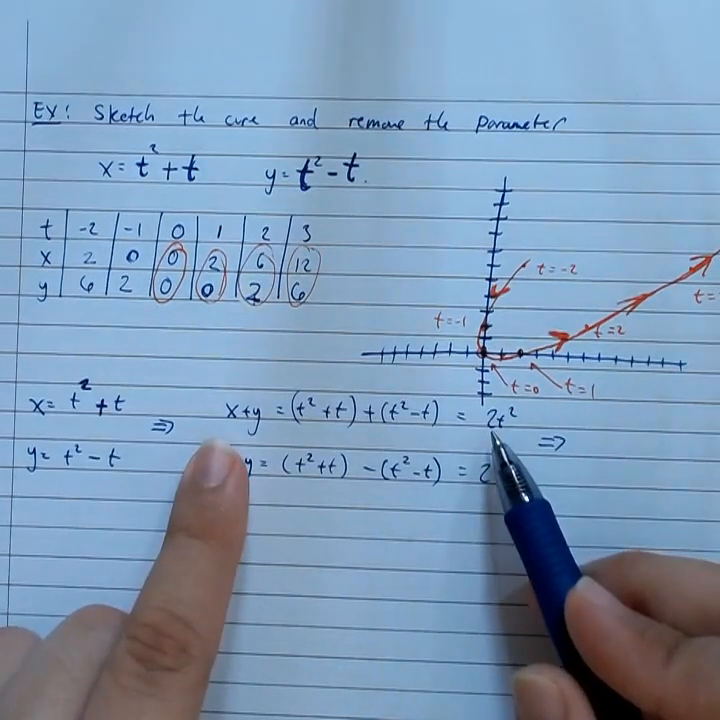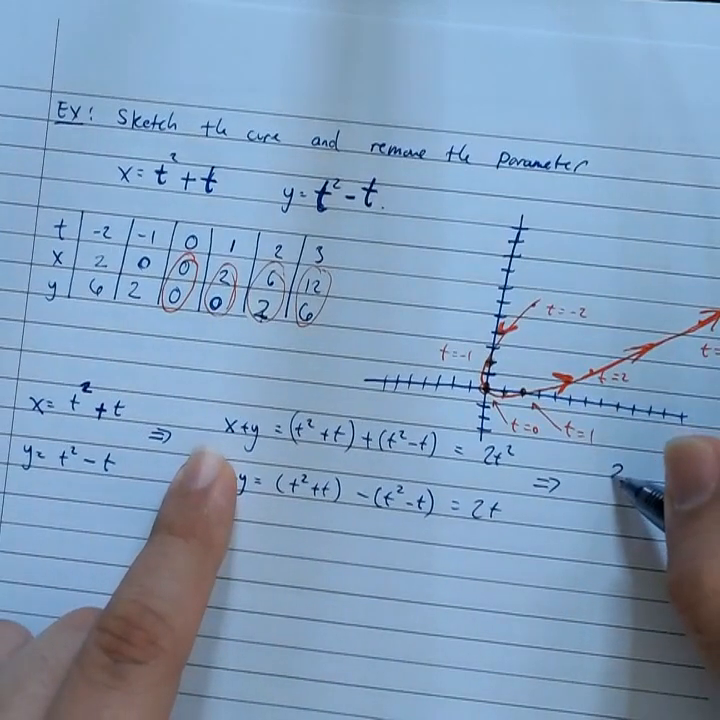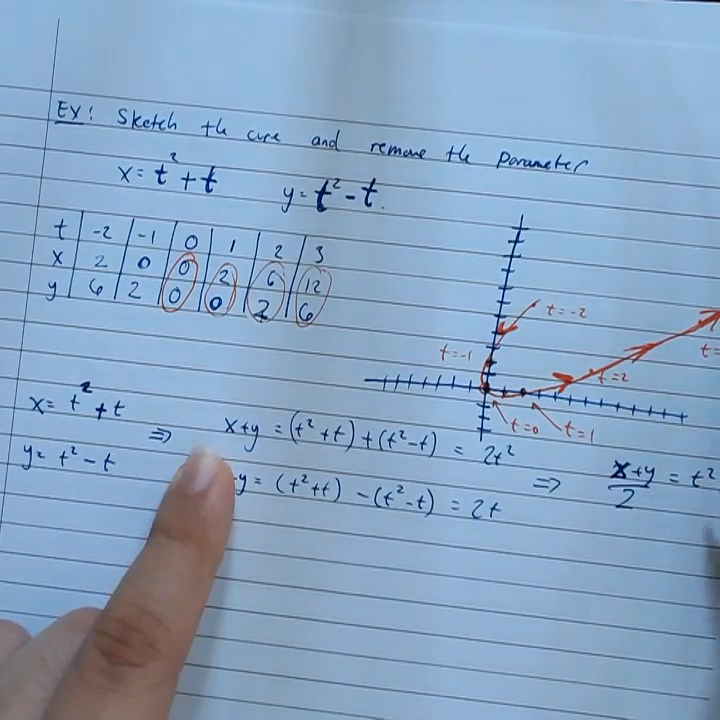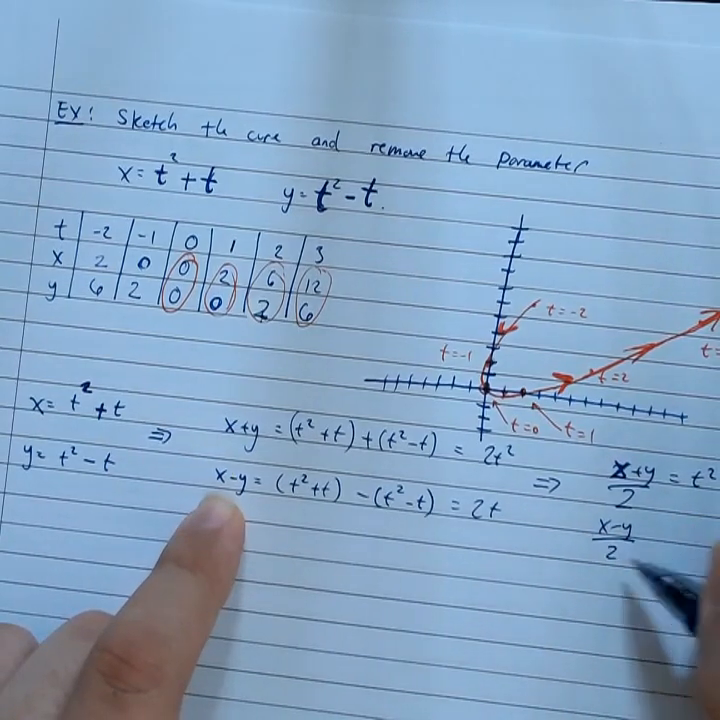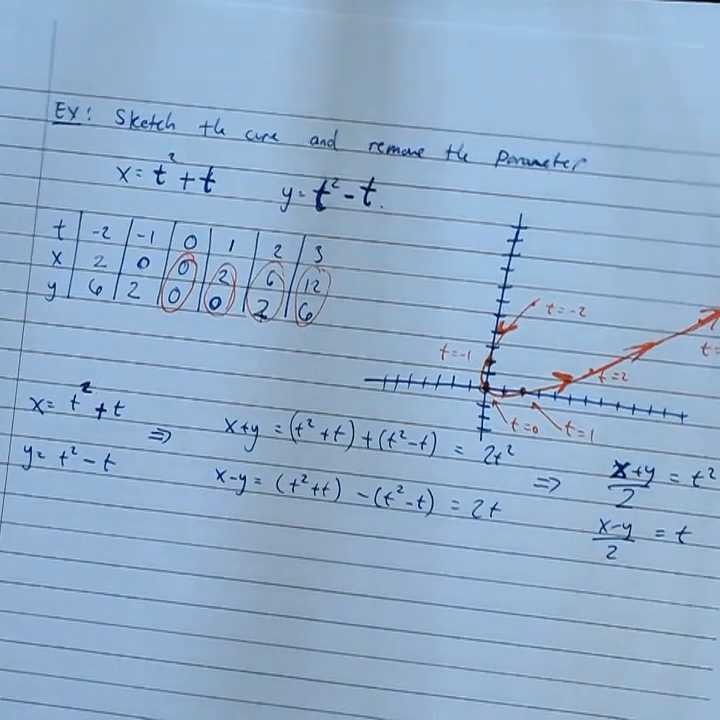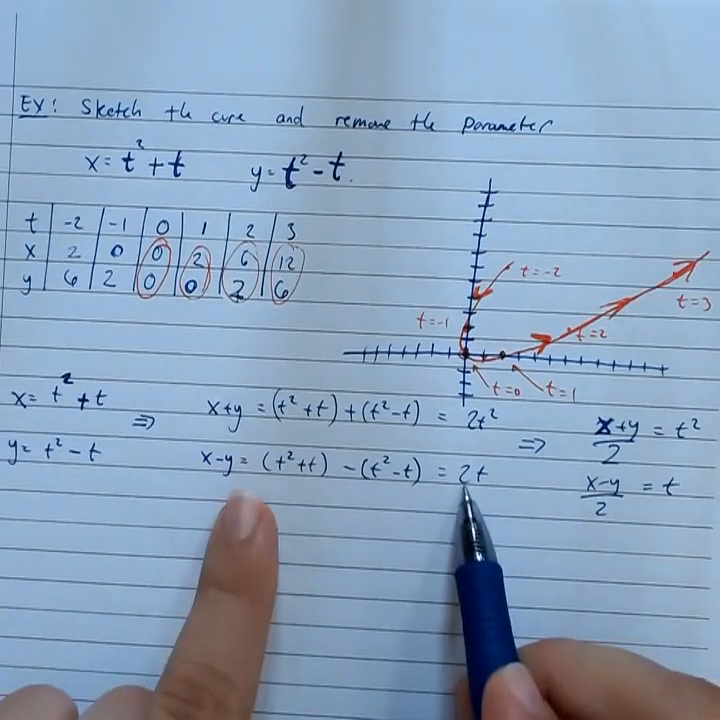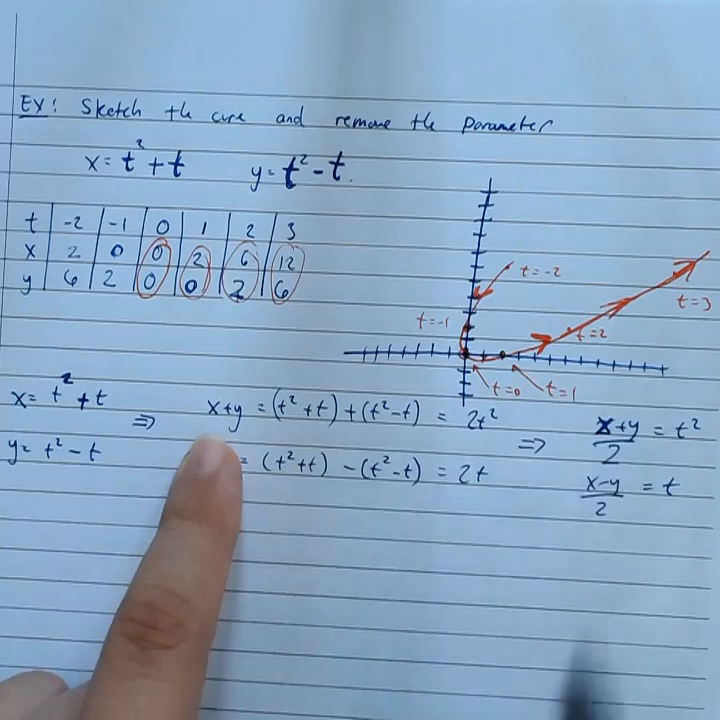Well, now I can write that by saying, look, let me just divide both sides by 2. And now I get x plus y over 2 is equal to t squared. And over here, I get x minus y over 2 is equal to t. All I did was divide the 2 over this way to give you that, and divide the 2 over this way to give me that.